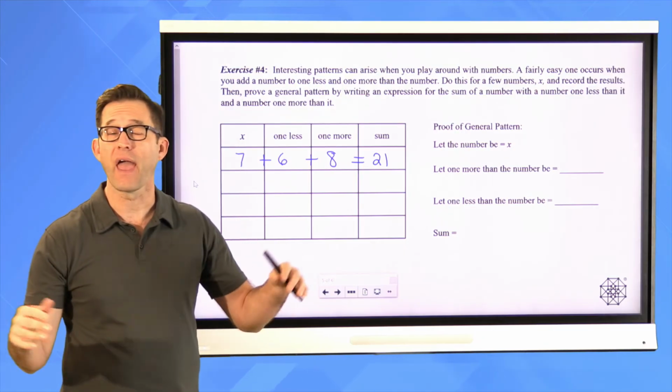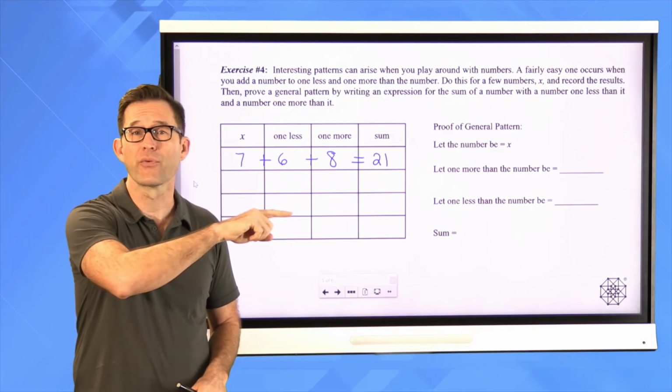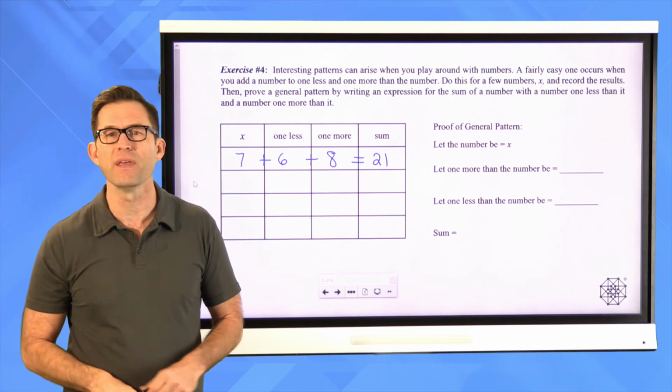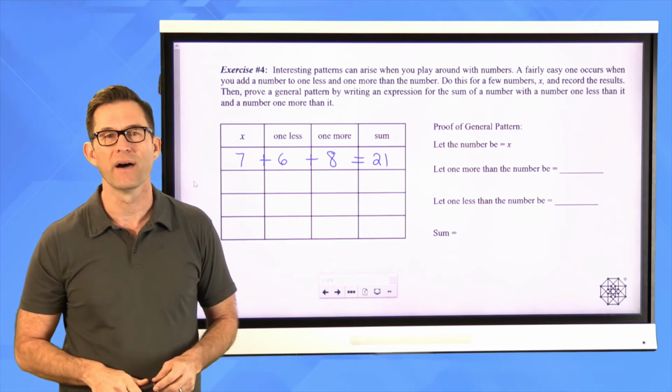What I would like you to do now is pause the video and fill in the remaining 3 rows. Pick any numbers you want for x, do one less, one more, add the three numbers up, and see if you can figure out what the pattern seems to be, and then we'll go through an algebraic proof for it. Go ahead and do that now.